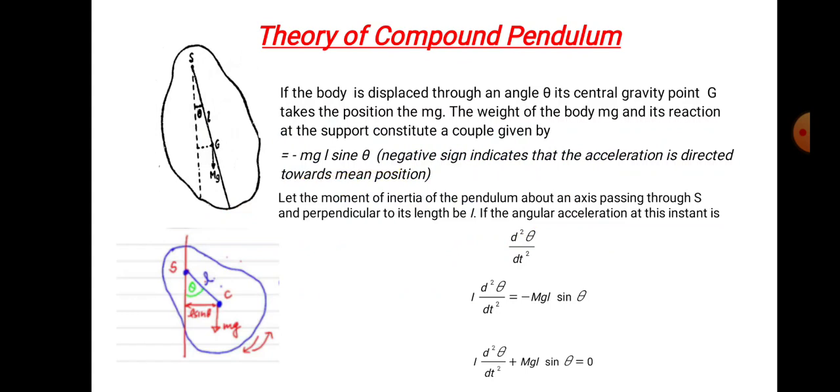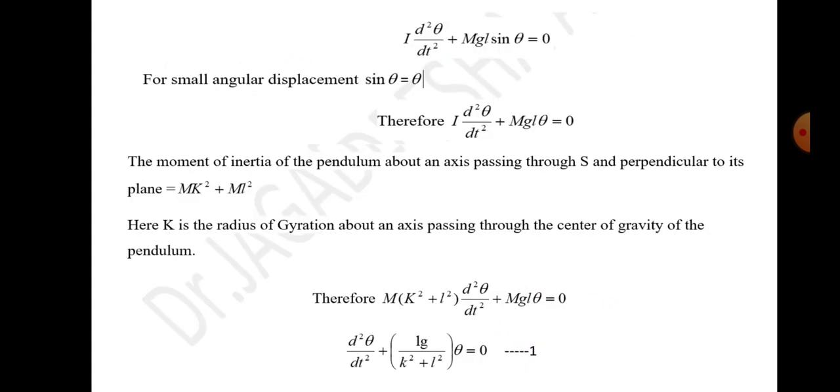Suppose the moment of inertia of this compound pendulum depends on the angular acceleration, written as d square theta by dt square. The moment of inertia times the angular acceleration, I into d square theta by dt square, is equal to minus mgL sin theta. Taking the minus term to this side, I into d square theta by dt square plus mgL sin theta is equal to 0.